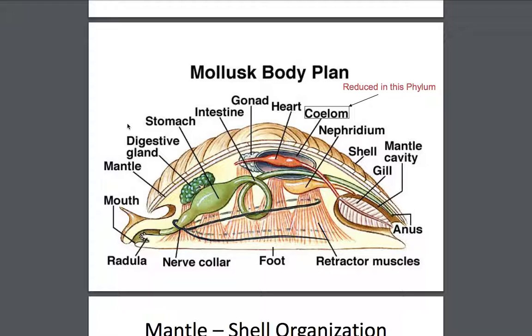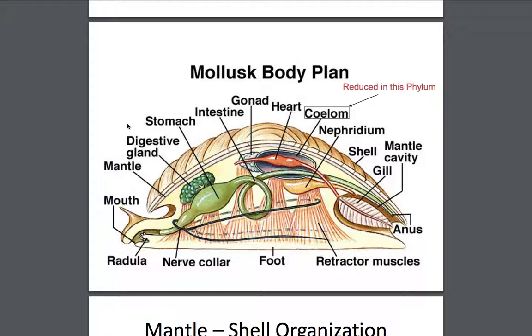From this little basic plan, mollusks have been able to invade every single part of the planet except the air. There are no flying mollusks. It'd be kind of cool if there were, but there aren't. They live in freshwater, marine systems, and land, but they don't fly.